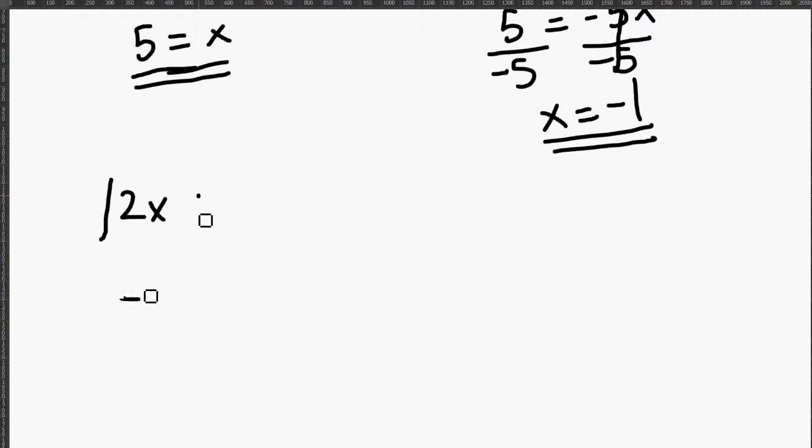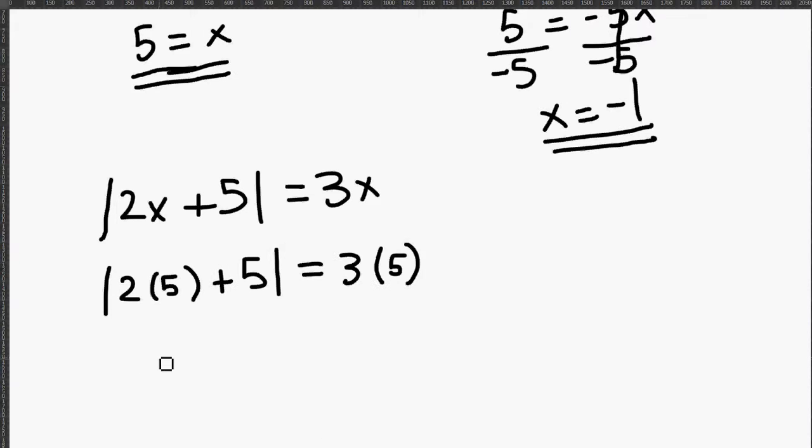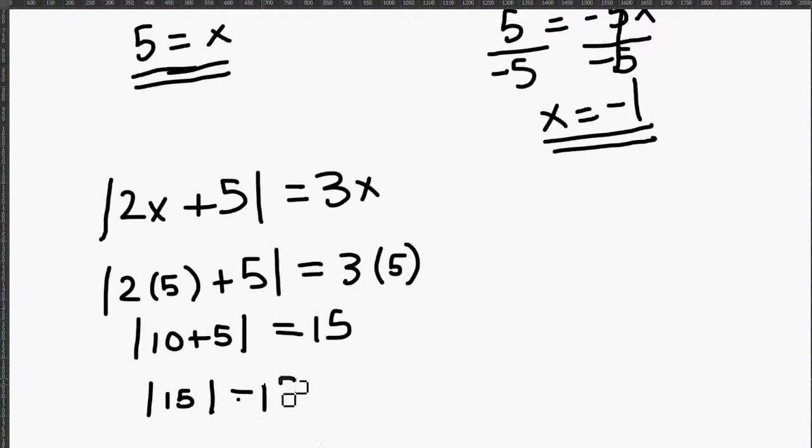and that's the absolute value of 2 times 5 plus 5 is equal to 3 times 5. And that basically gives me 10 plus 5, the absolute value of that is equal to 15. And I know that's right because the absolute value of 15 is equal to 15. So that's right. So we know x equals 5 is a real solution. It's not an extraneous solution.